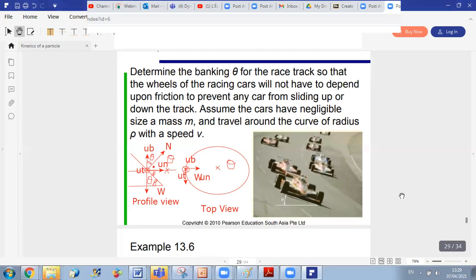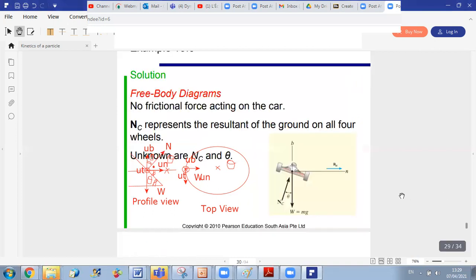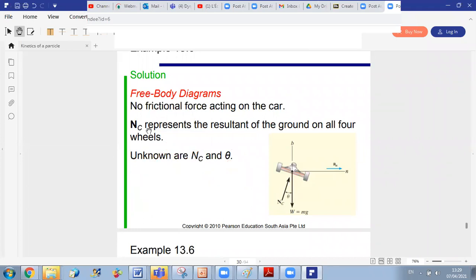Let us go down. So this is the illustration we did together. This is the profile view of our car. As you can see, forces are in plane UN, UB. UT is perpendicular towards us. We have that the weight is downward along UB, while the normal makes with UB an angle of theta. So now let us write together the three equations.